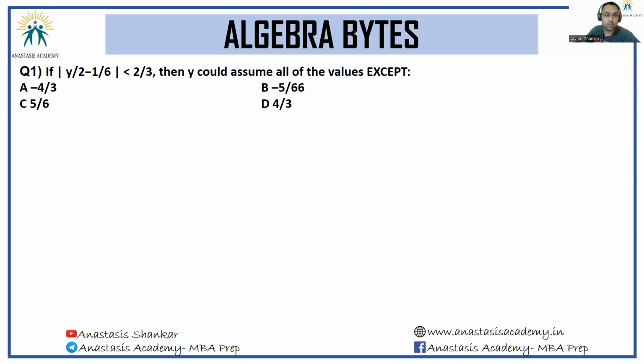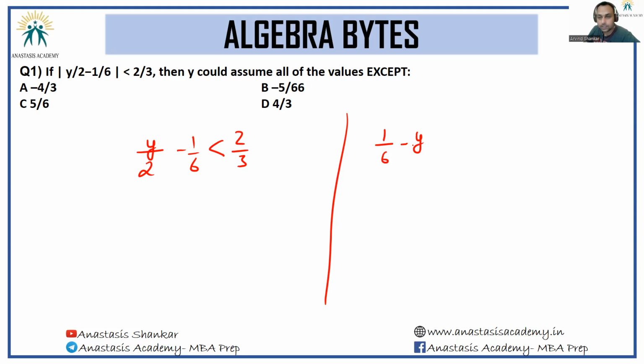Let's look at the solutions of algebra. It's |y/2 - 1/6| is less than 2/3. Okay. So because this is a modulus term, we know y/2 - 1/6 is less than 2/3, or 1/6 - y/2 is less than 2/3, both these cases.